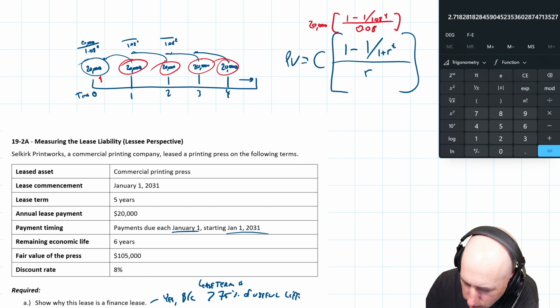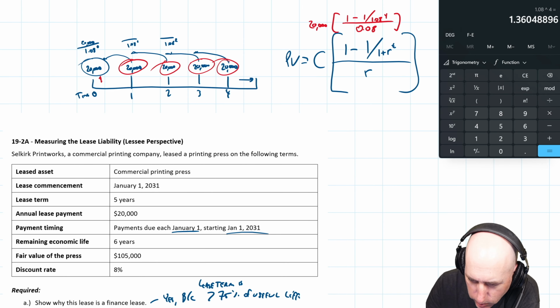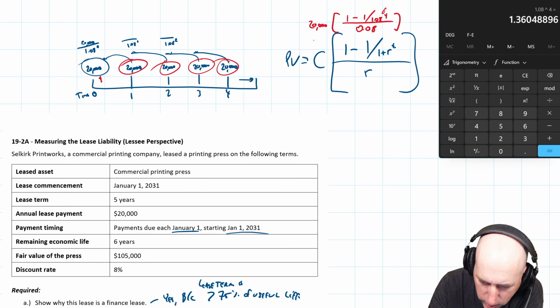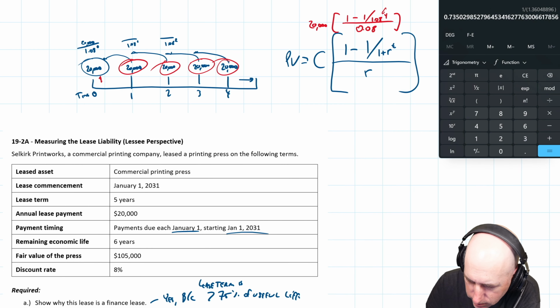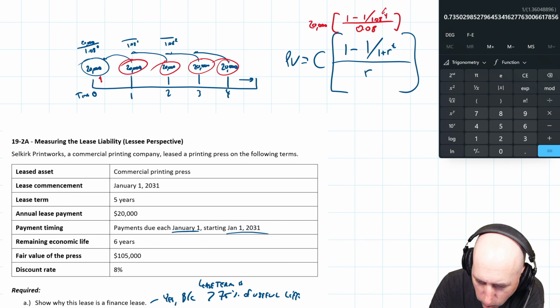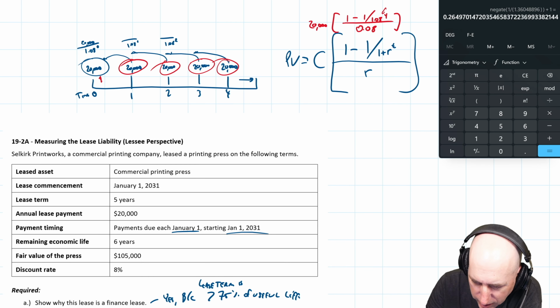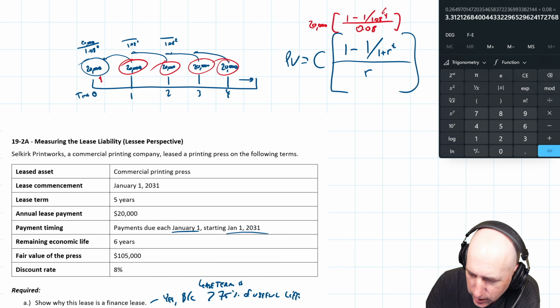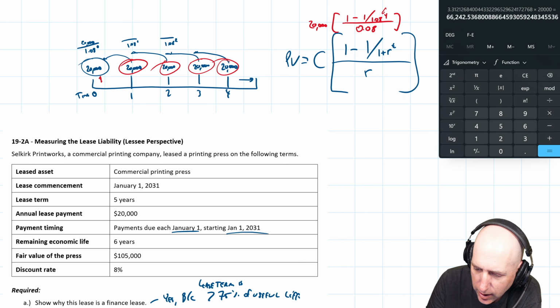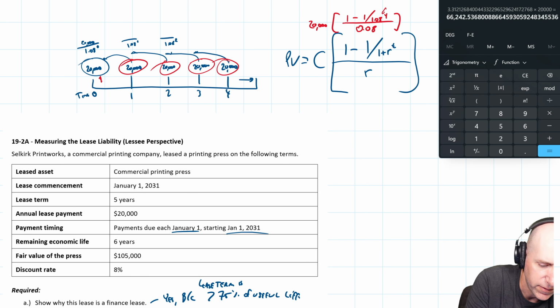And let's do the math. Clear. 1.08 to the power of 4, x to the y, 4, is 1.36. So I'm doing the 1.08 to the 4th power. Then I go 1 over x. I get 0.73. Then I go 1 minus that number, so I put in negative plus 1. So my numerator is 0.26. I divide that by 0.08. I get 3.31. I multiply that by 20,000. And it's $66,242. That's the value of these 4 payments that I've highlighted in red.